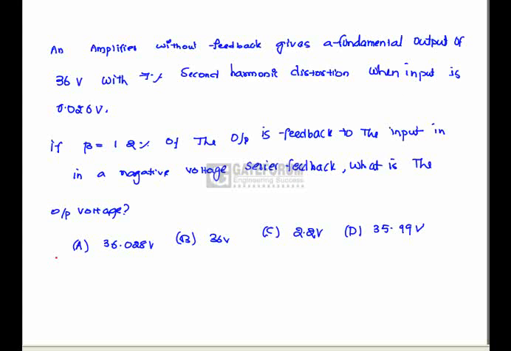An amplifier without feedback gives a fundamental output of 36 with 7% second harmonic distortion when the input is 0.026 volts. If beta equals 1.2%, that is 1.2% of the output is fed back to the input, and it is negative voltage series feedback, meaning the feedback voltage is added to the input voltage. What is the output voltage? Here beta equals Vf by V0, that is 0.012. Vf is nothing but 0.012 into 36, that is 0.432 volts.